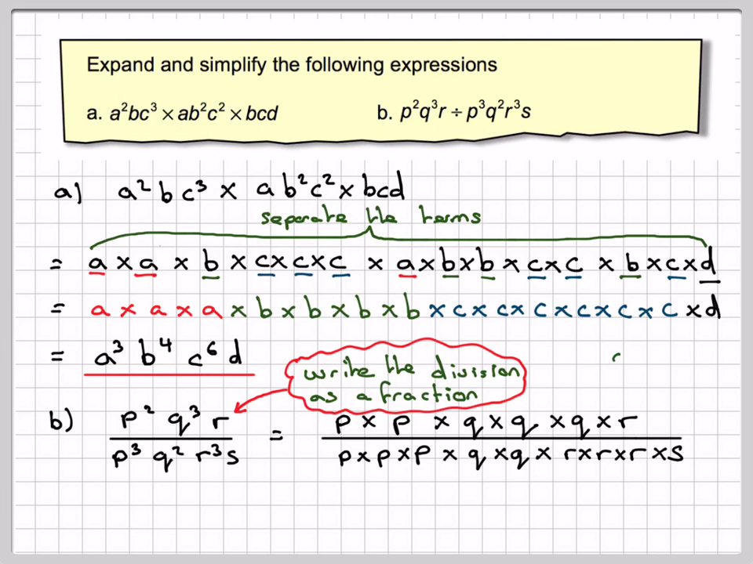Alright, the next step is to cancel terms. So we've got a p and a p we can cancel. A p and a p here we can cancel. We can't cancel this p, but we can cancel these q's, and these q's here. This q we can't cancel, but we can cancel the r at the end here. So what are we left with? On the top we're just left with a q not crossed off, and on the bottom we're left with a p times r, which we can write as p r squared times s, and that's the final answer.